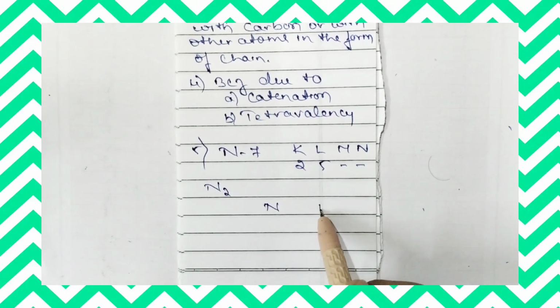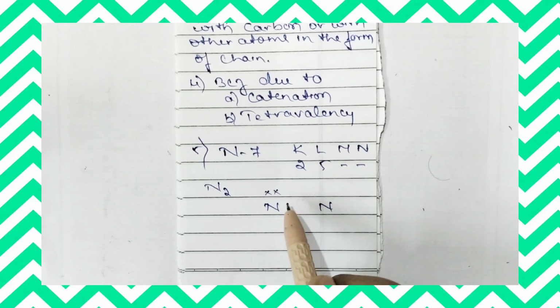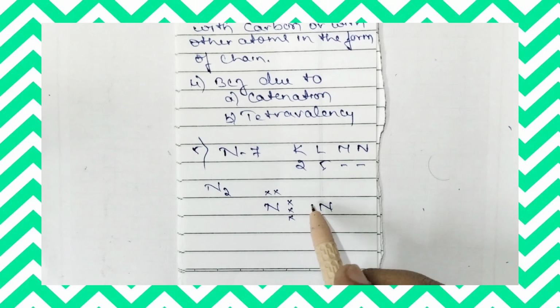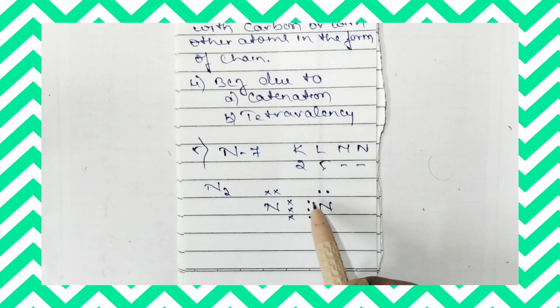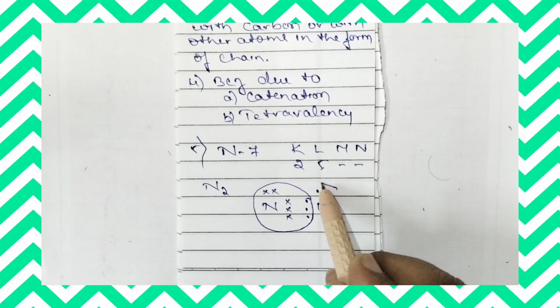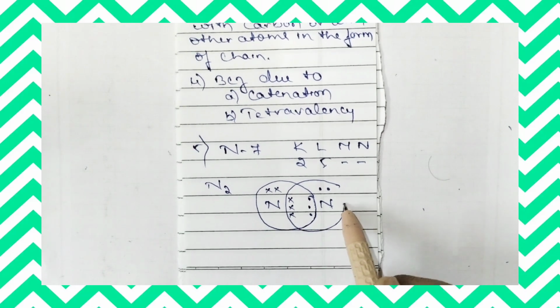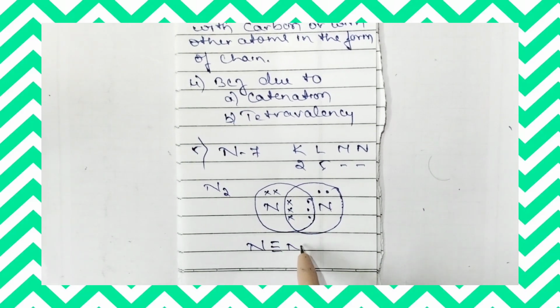So this is one N and this is another N. Let us write 1, 2, 3, 4, 5. This is the valence electrons. Next 1, 2, 3, 4, 5. This nitrogen will share electrons with this nitrogen, and this nitrogen will share electrons with this nitrogen. It will become N triple bond N. It is trivalent.